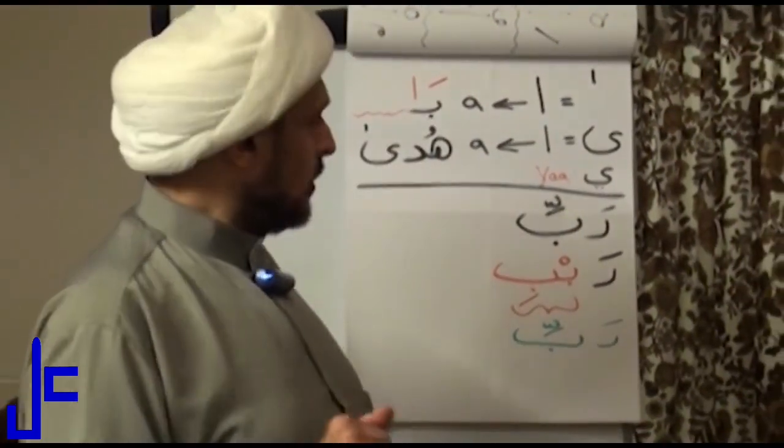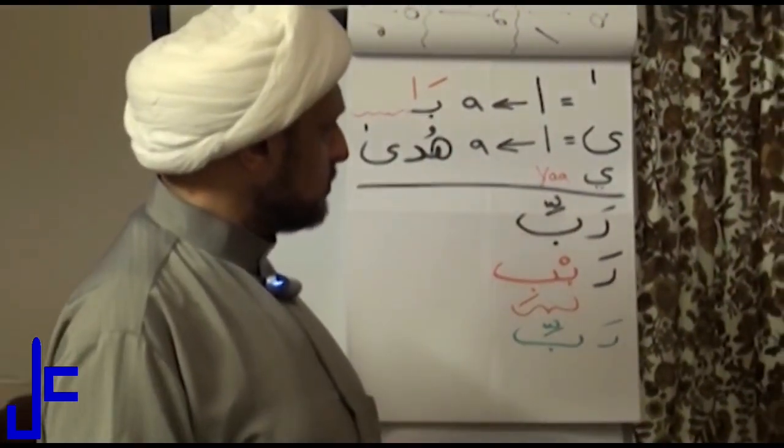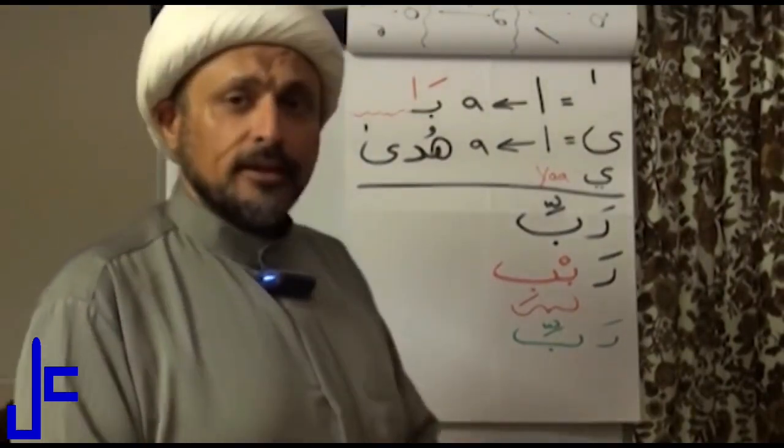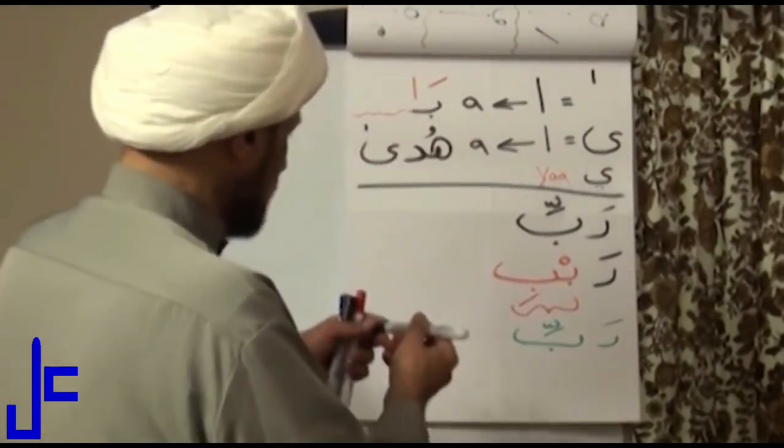One more sign, actually two signs. If I don't have time, I'll keep the other sign for our next session. One more sign: the nunation, the noon sound, the N sound. Whenever there are two vowel signs on the letter, that means there is a silent noon, a noon with a sukoon. Let me write this down here.